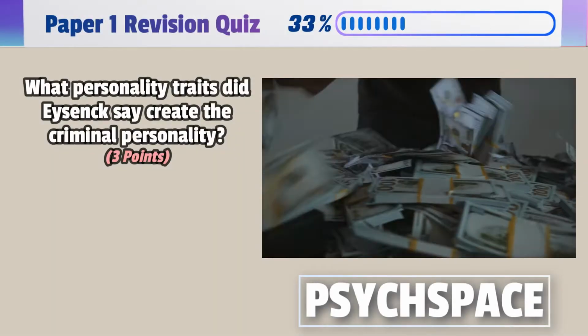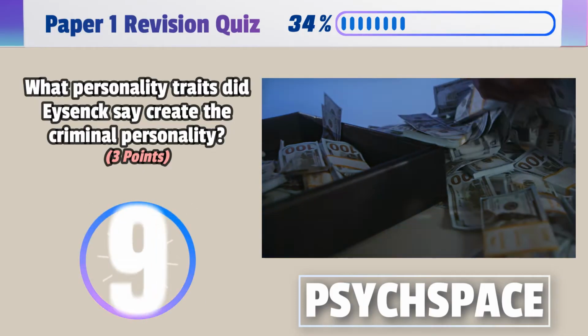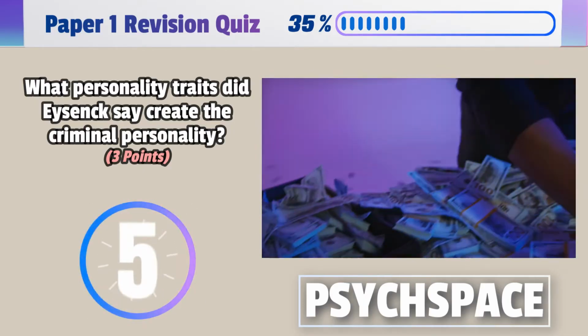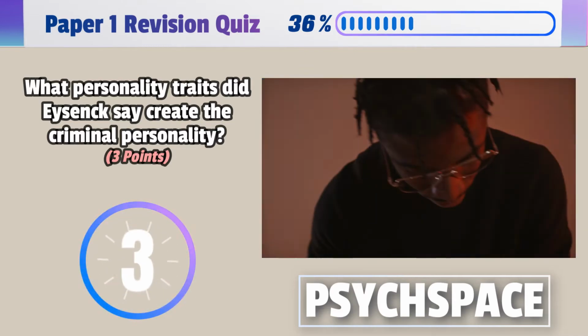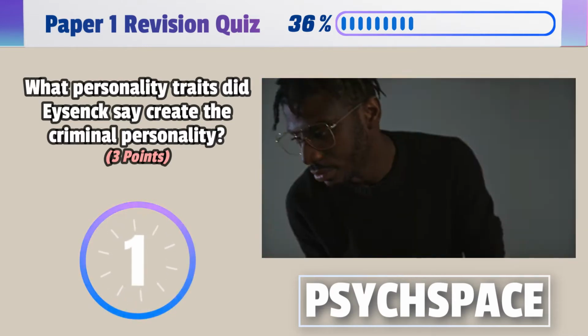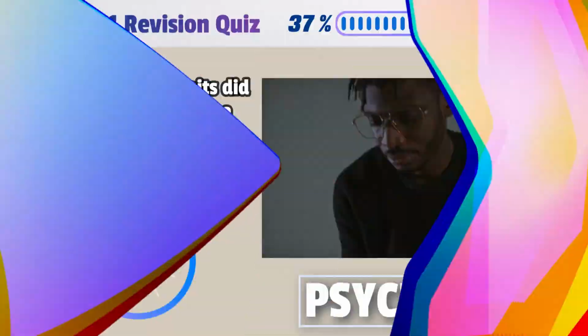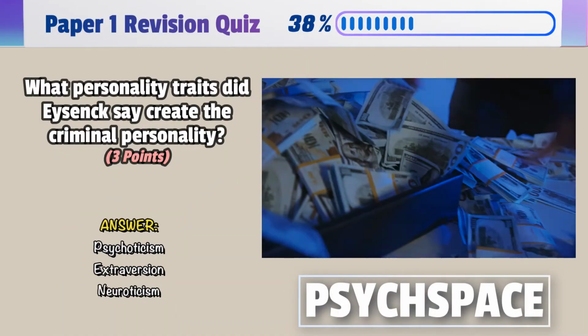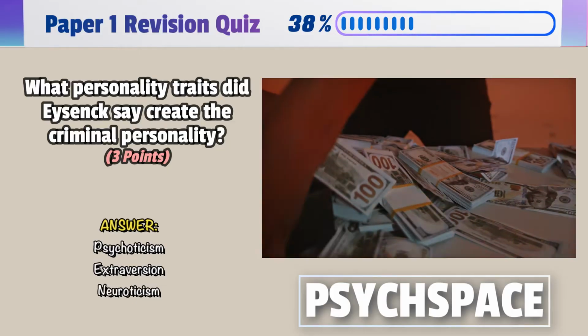What personality traits did Eysenck say create the criminal personality? We were looking for psychoticism, extroversion, and neuroticism. You do also need to know the biological cause of these 3.